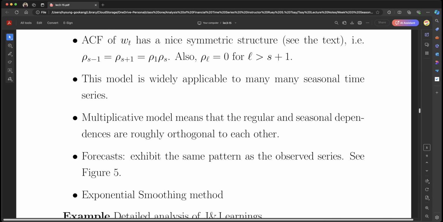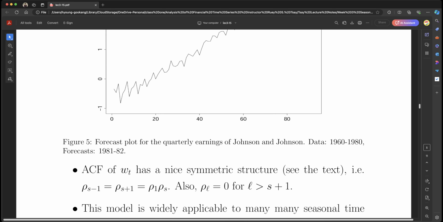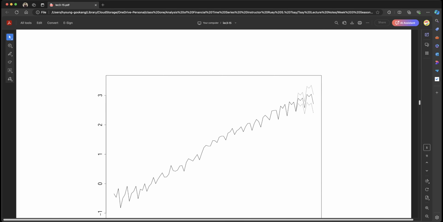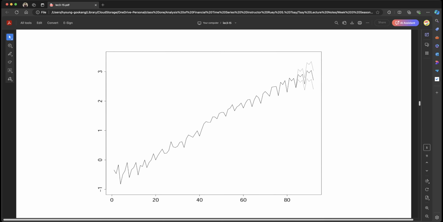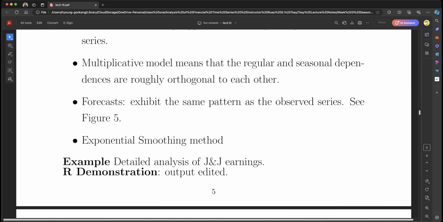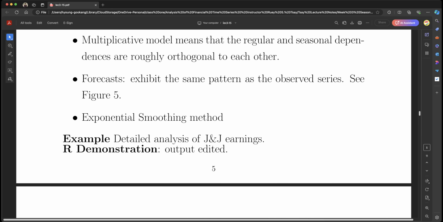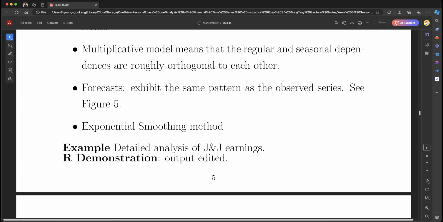Now, the forecast exhibits the same pattern as the observed series. See figure 5. Here we can forecast the future, at the end. So we make a forecast based on trend, yearly trend, and quarterly up and down movement, right? So we use both pieces of information. Exponential smoothing method by taking log.